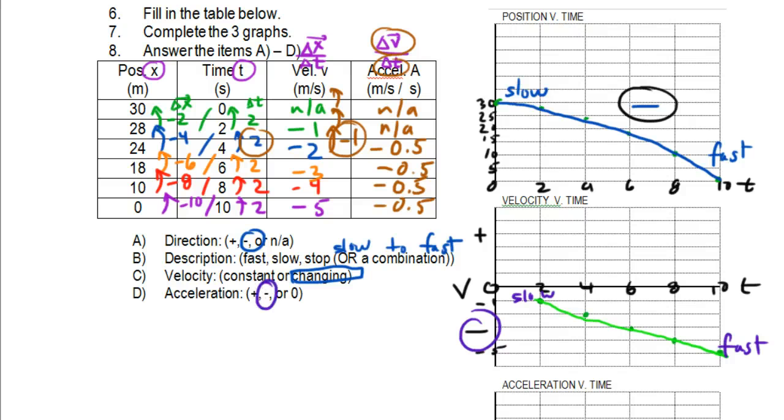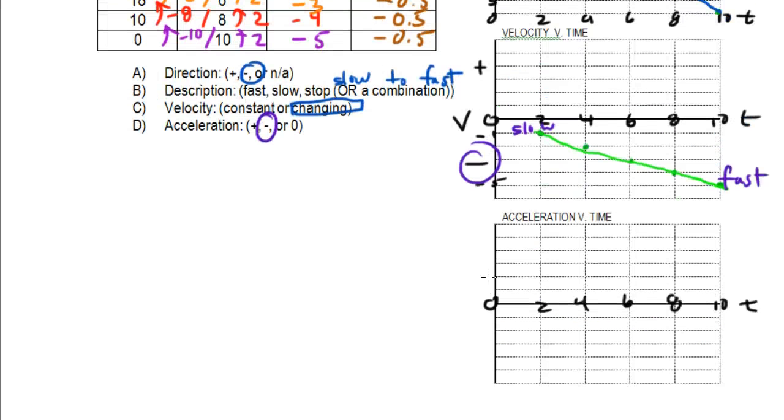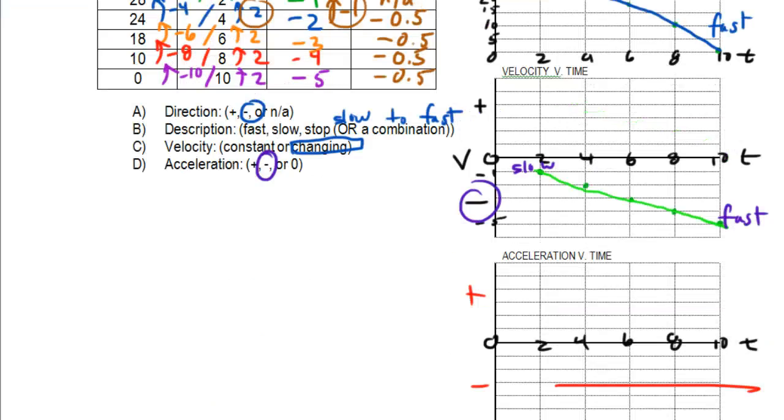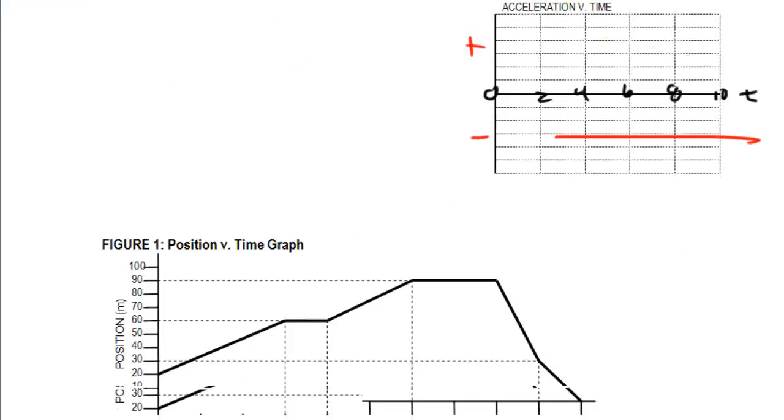My acceleration is negative. And so if I were to draw this graph down here, this is the negative, that's the positive. I'm just going to be down there. I'm not going to worry too much about how far you are from the 0. Just make sure you're in the negative region. So those are your 3 graphs. So basic.